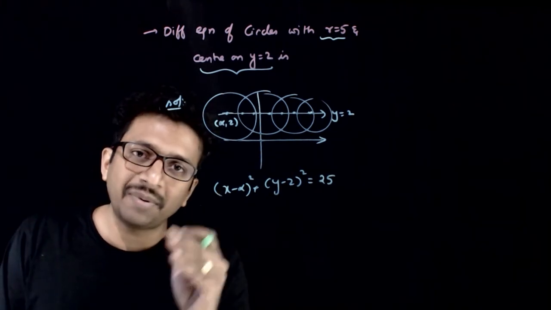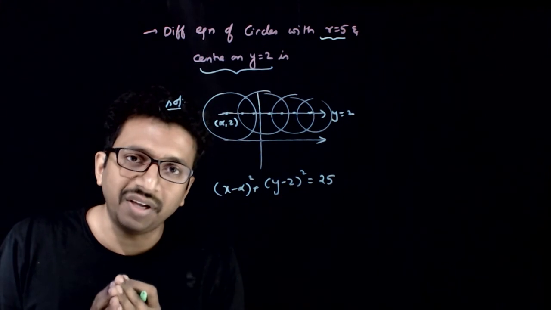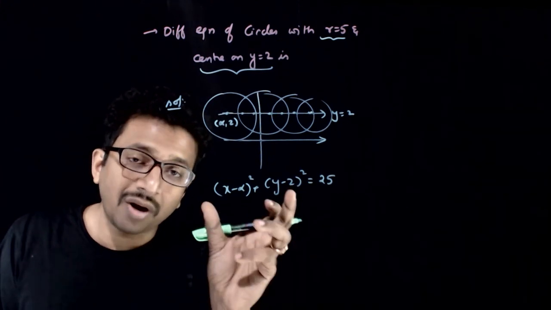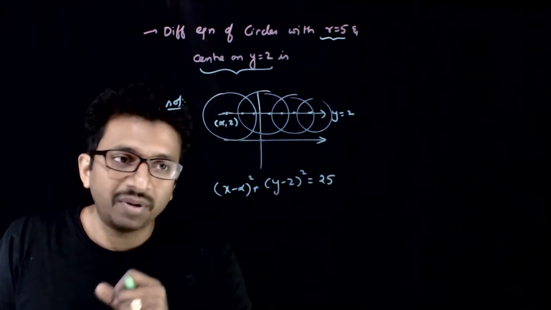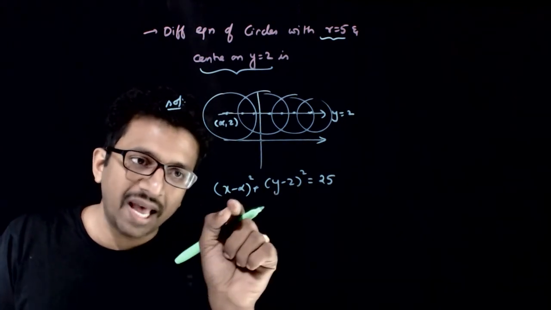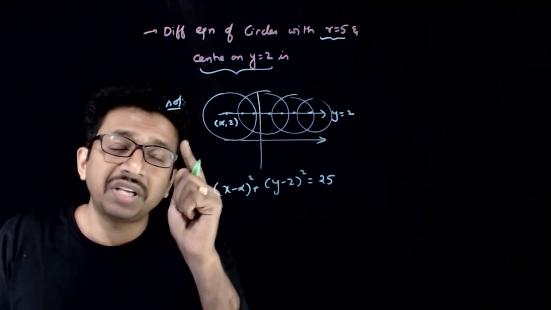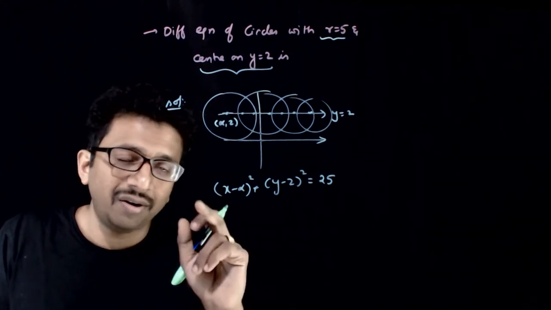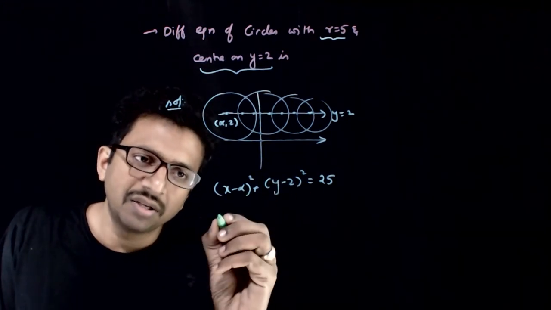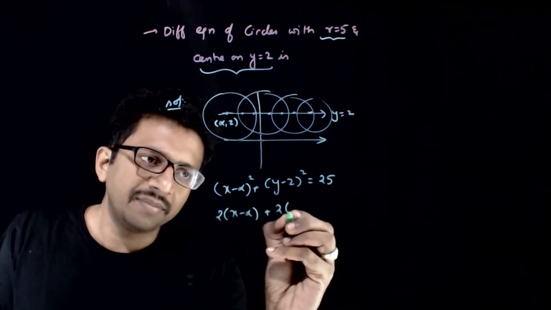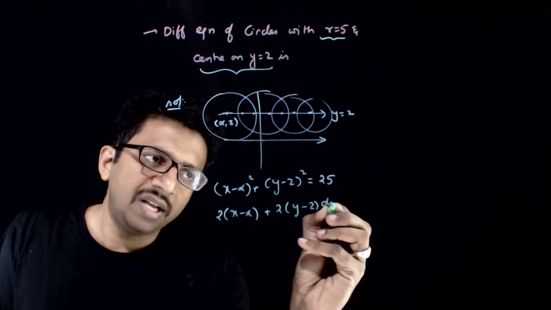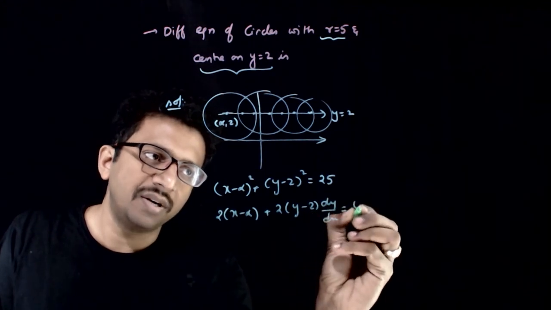So if you eliminate this arbitrary constant, you get the differential equation, right? So if I want the differential equation corresponding to this family, I need to differentiate once. Because I have only one parameter, the differential equation will be of order 1. I need to differentiate once. So I'll differentiate this. 2 times (x minus alpha) plus 2 times (y minus 2) dy by dx is equal to 0.